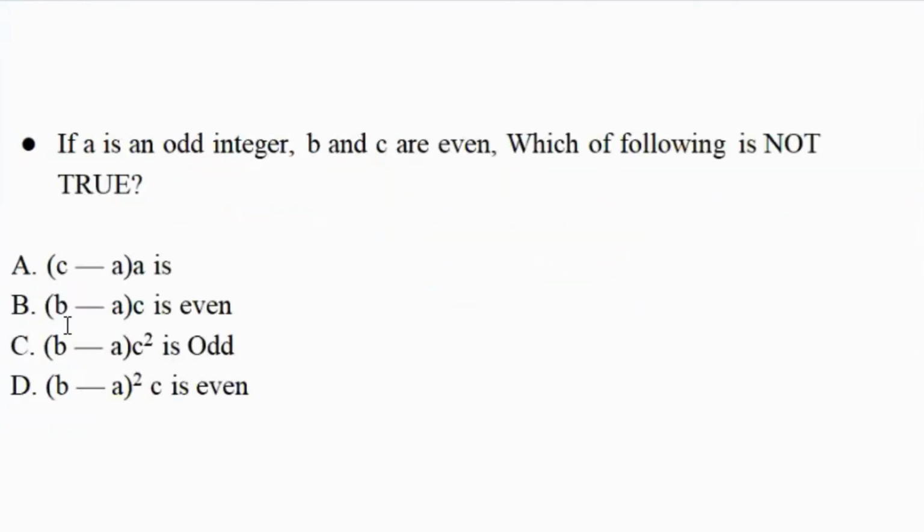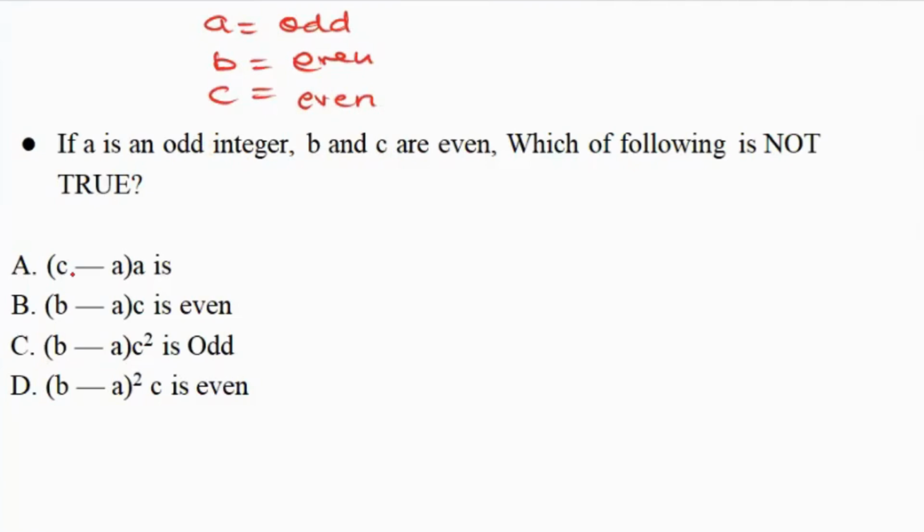For the next question, we need to go with the language of the question, then only we will be able to solve it. The question is saying: if a is an odd integer, and b and c both are even integers, which of the following is not true? Which of the following will not be true?